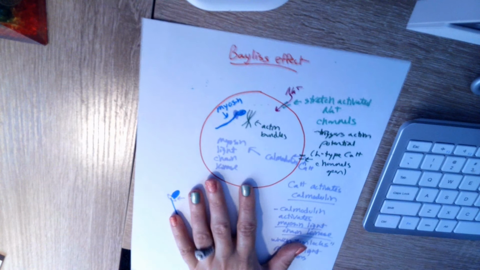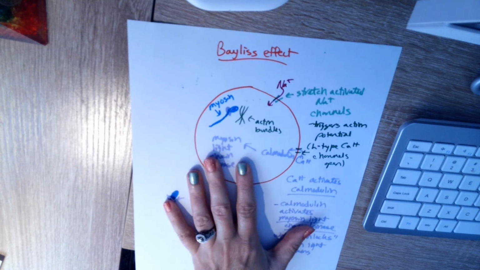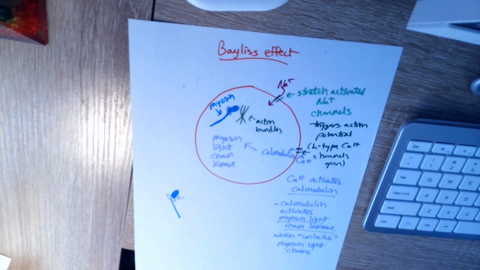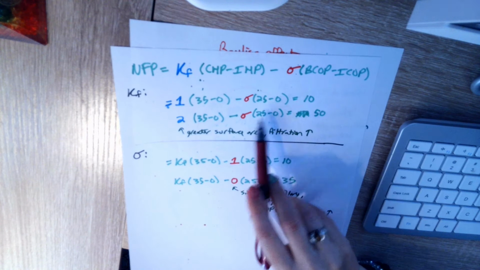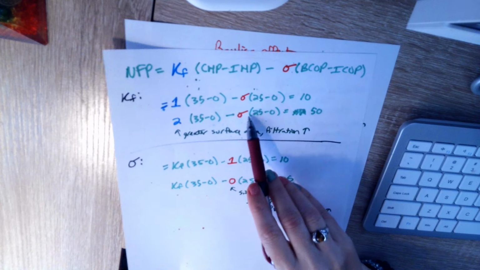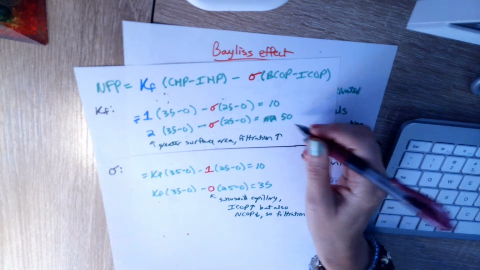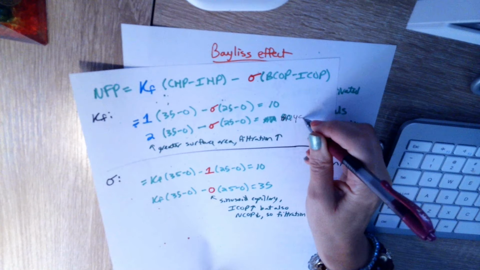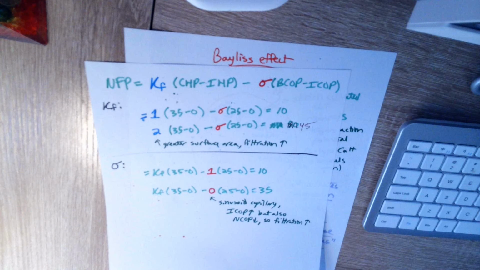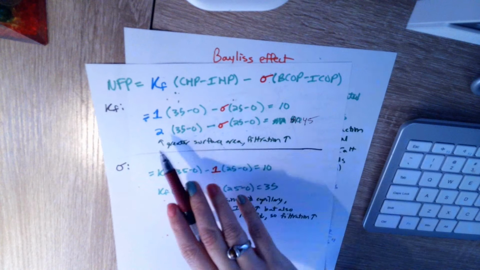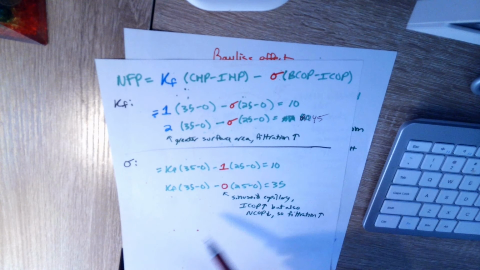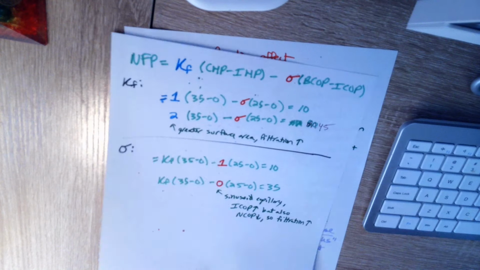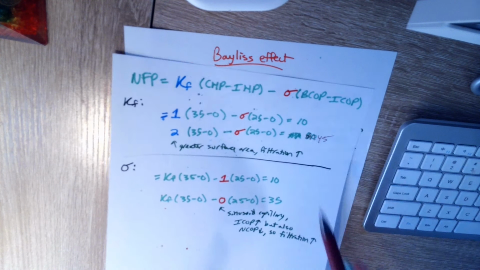Okay, last thing to talk about, the Bayliss effect. Oh, and when I said I did it wrong, I think I did the math wrong. It's like 2 times 35 minus 25, that's 70. Minus 25, that's 45. Okay, so now it's all correct. Just showing the difference in the filtration coefficient and the reflection coefficient. So what we just did on the other page, but with better math.